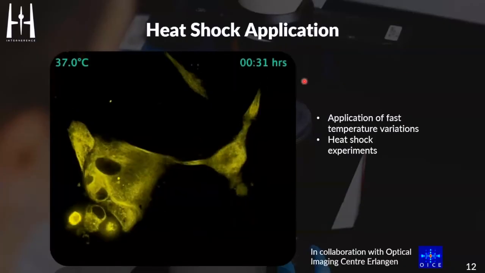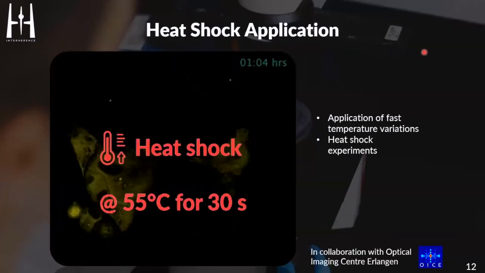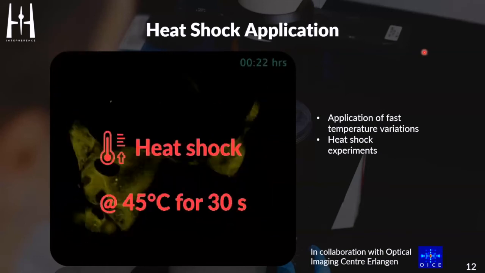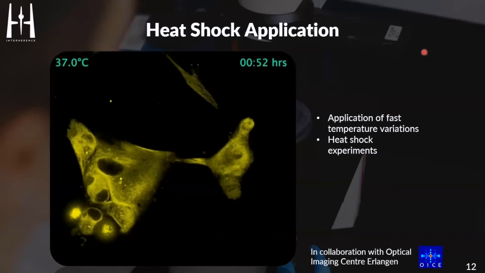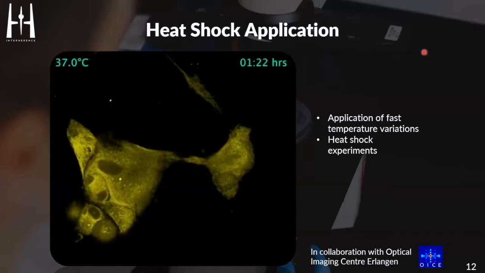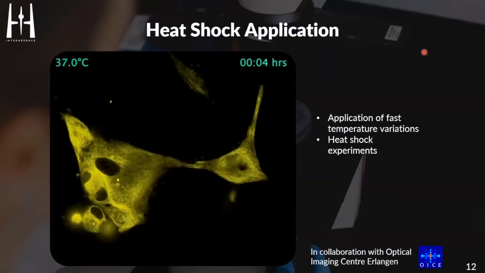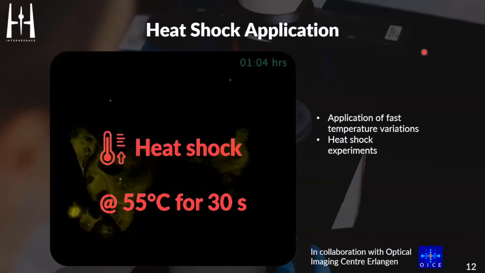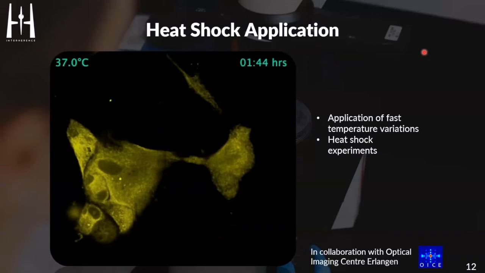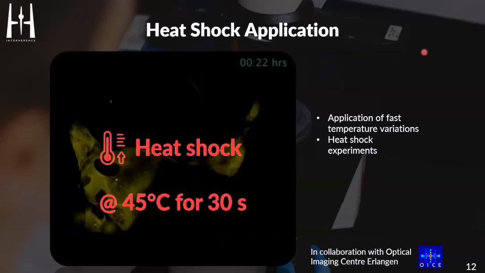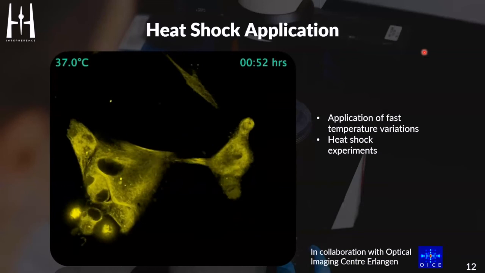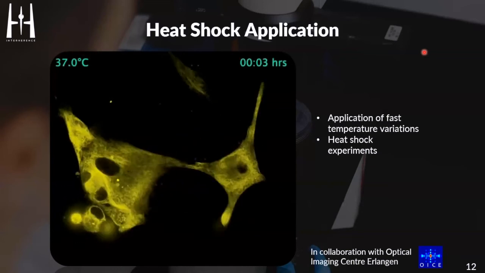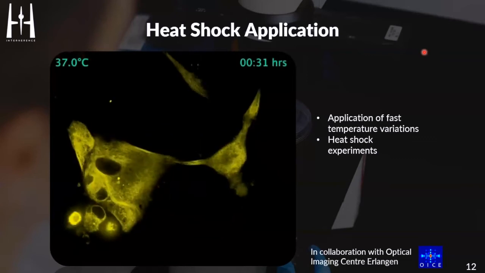One thing is to apply heat shocks to cells. This is shown in the video on the left side, where the cells are exposed to short heat shocks, and then you can see that after giving them too much heat, they just die. The first heat shock is applied at 45 degrees Celsius, and the second one at 55, and after that they are done.